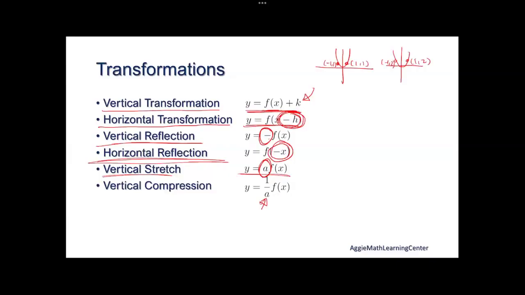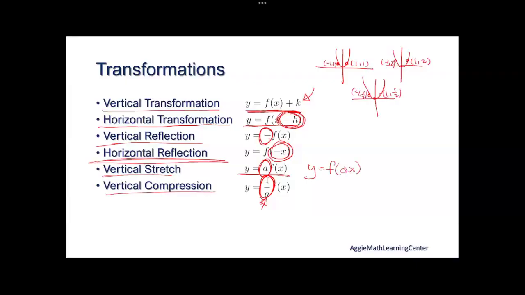And then for vertical compression, we have 1 over a. It's going to just compress by that factor of a. So if we look back here, let's say we multiply by a factor of 1/2, then we're going to get (1, 1/2) and (-1, 1/2). So it will compress it.